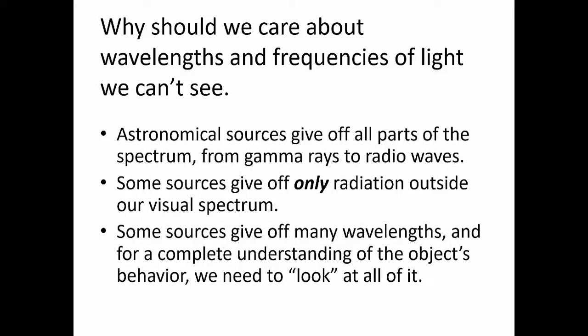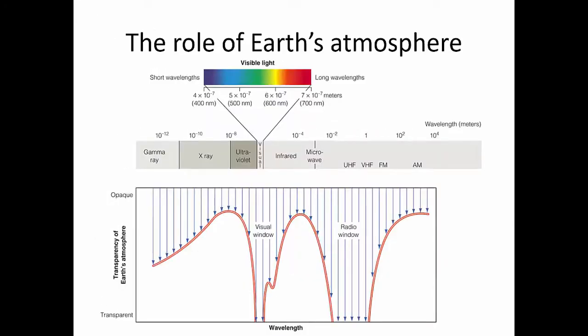And some sources give off a whole bunch of wavelengths. And to get a complete picture of what the object is doing, you need to look at all those different wavelengths. And I put "look" in quotation marks because if we can't see them with our eyes, we have to use other instruments to do that. But there is a problem, and that is Earth's atmosphere blocks many of these wavelengths.